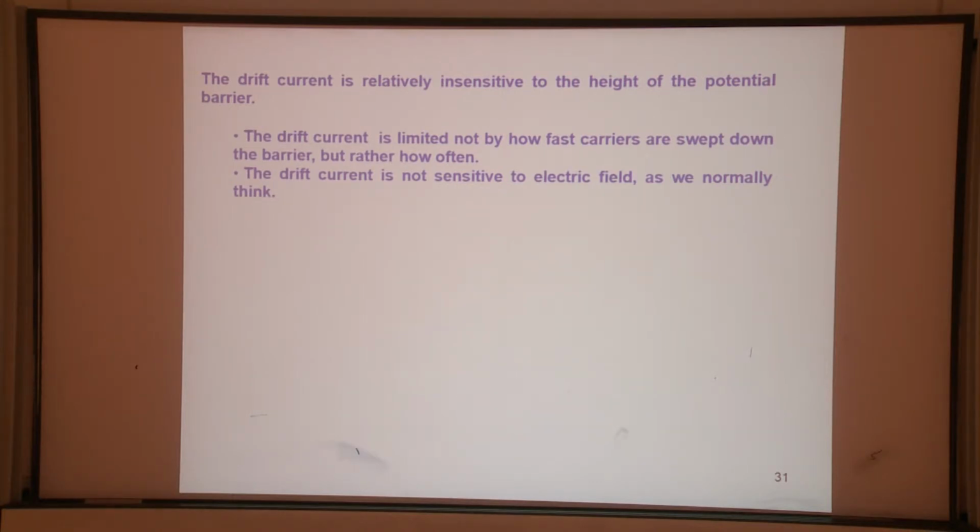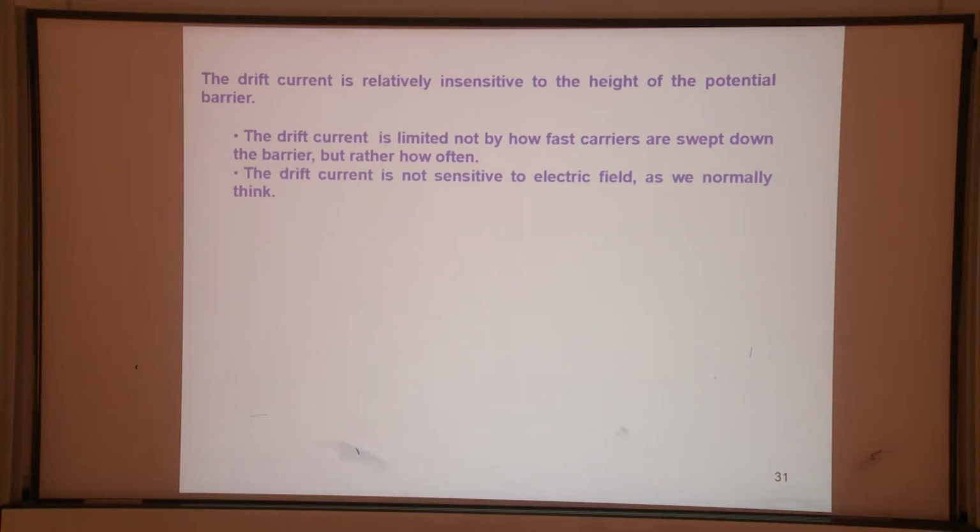Okay, so this is an idea of drift current. Drift current is relatively insensitive to the height of the potential barrier, as I mentioned earlier, right? So the drift current is controlled by how many carriers can flow into the depletion region. They'll be driven toward the other side by the built-in field. So it does not depend on how strong the built-in potential is. It depends on how many carriers can go into the depletion region. So it is not actually affected by the bias. Okay?